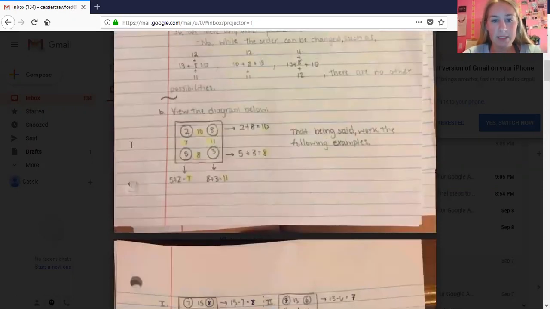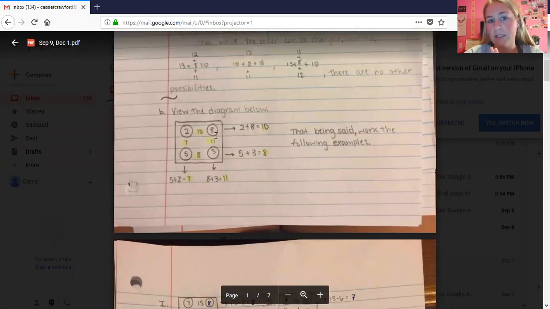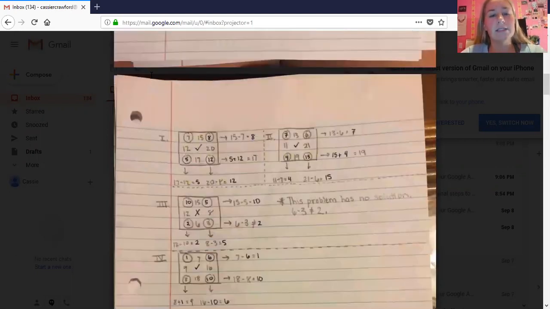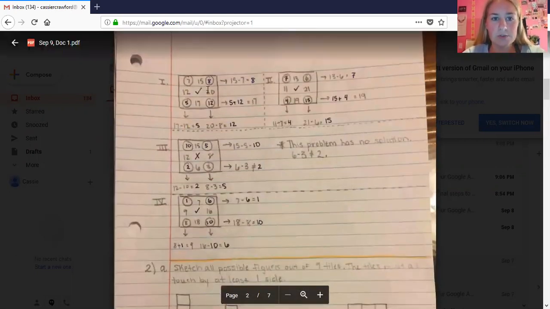For part B, we know that 8 plus 2 equals 10, 8 plus 3 equals 11, 5 plus 3 equals 8. And I'm only going to do one of these because I need my video to be short.